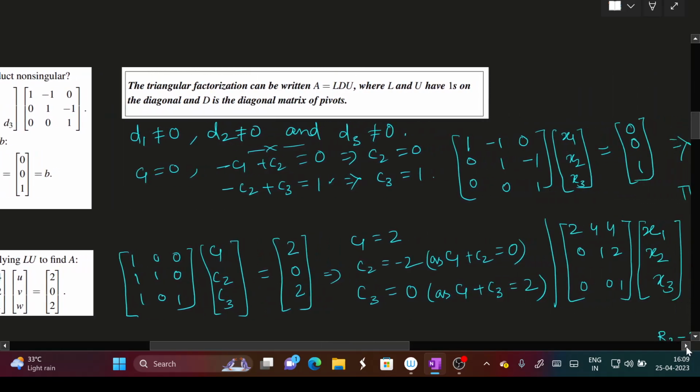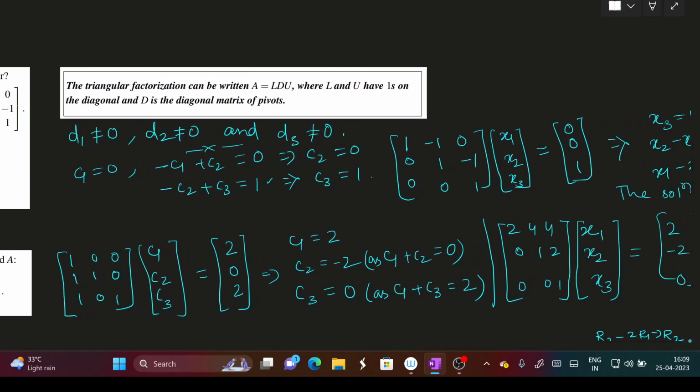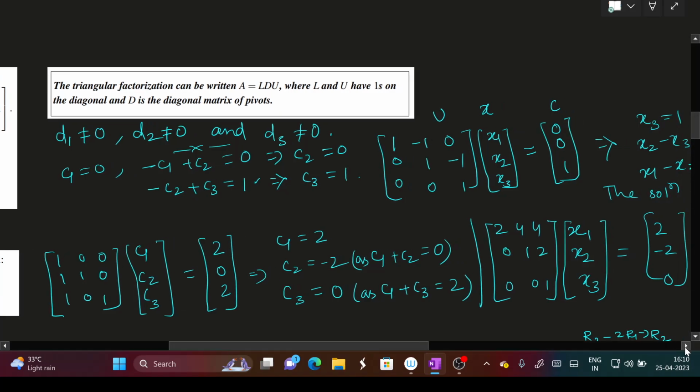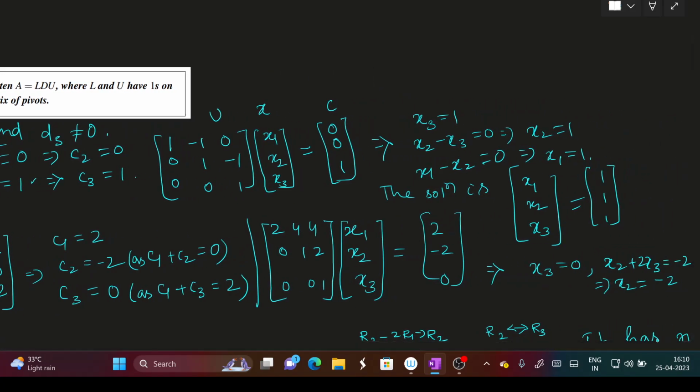So the new vector, that is the C vector, is this. It is U times the X vector equal to my C vector. From these equations we can observe that directly x3 is equal to 1. Substituting the value of x3 in this equation, x2 is equal to 1, and substituting the value of x2 in this equation, x1 is equal to 1. So x1, x2, x3 are all 1, 1, 1. This is the required solution of the given system of equations.